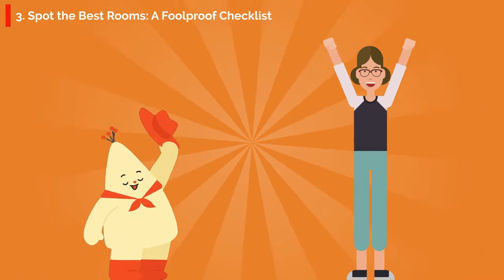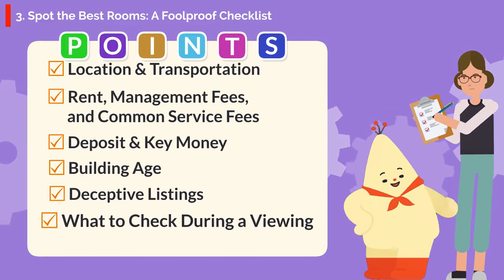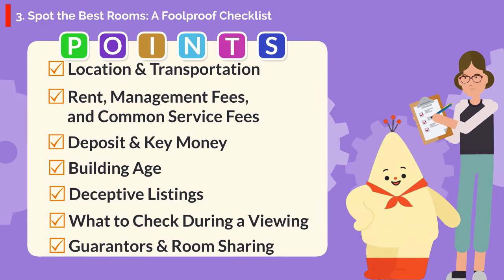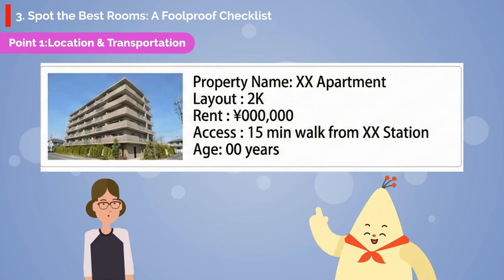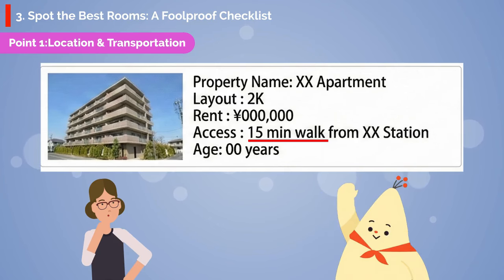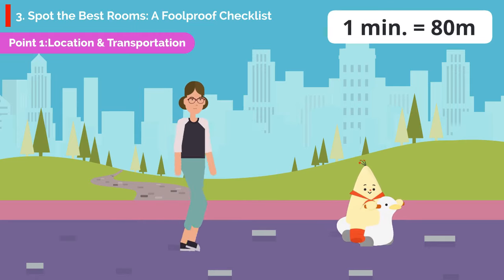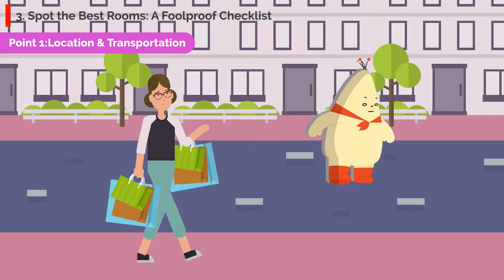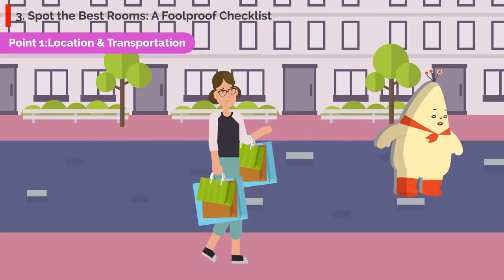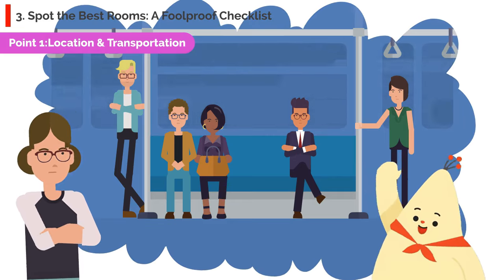Now it's time for the practical part. Let's go through 7 key points you must check whenever you read a Japanese rental advertisement. Point 1. Location and transportation. The ad shows the distance from the station in minutes, but in Japan 1 minute is calculated as about 80 meters. Even if it says 15 minutes on foot, it may feel longer when carrying groceries or walking uphill. Think carefully about your commute, your lifestyle, and how often you'll use the station.